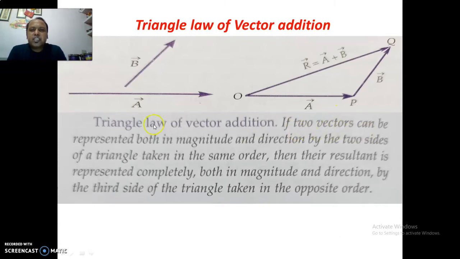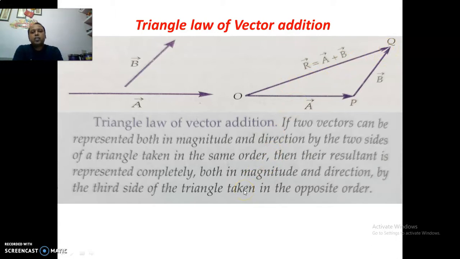If two vectors are represented both in magnitude and direction, that means the magnitude has to be the same. Here vector A is there, and here also the same length and direction, that is the same magnitude and direction. Vector B also has the same magnitude and direction. They are represented by two sides of a triangle taken in the same order. You can see vector A and vector B are taken in the same order. Then the resultant is completely represented both in magnitude and direction. That is the resultant here, vector R, which is the resultant of vector A and B, by the third side of the triangle, but it is taken in the opposite order. You can see this is in the anti-clockwise direction, but the resultant is taken in the opposite direction.